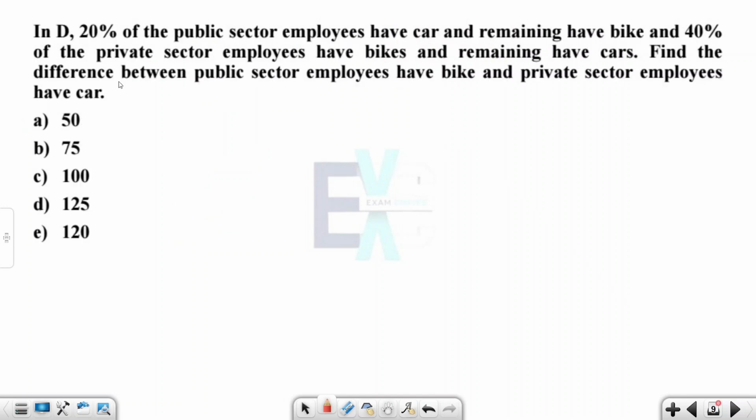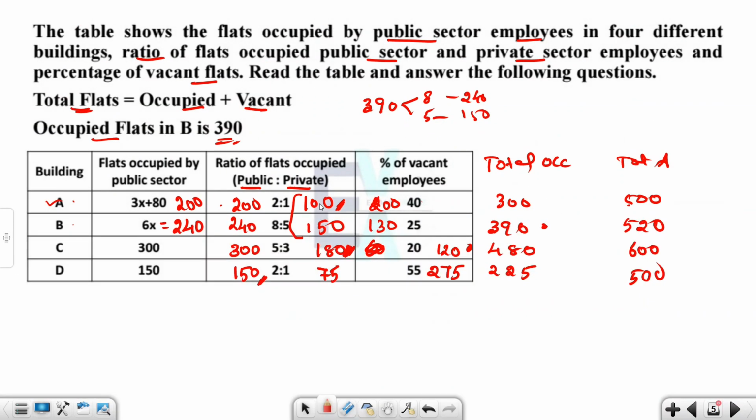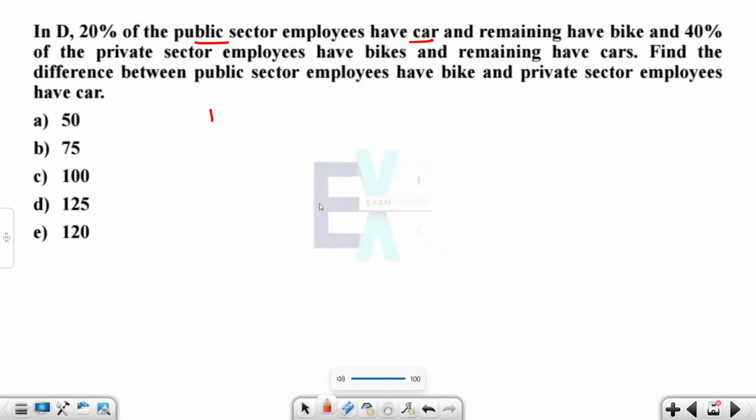Next, in D, 20% of the public sector employees have a car. So how many members are there in public sector in D? 150 members are there. In that 150 members, 20% have a car. So what is 20%? 30. So the remaining will have a bike. So what is remaining? 120.